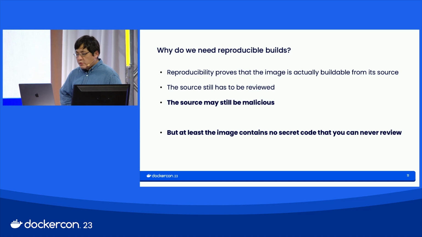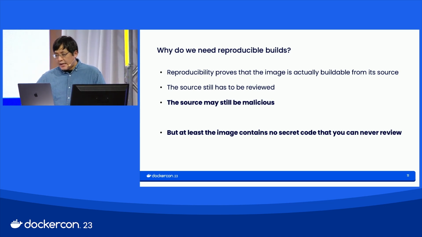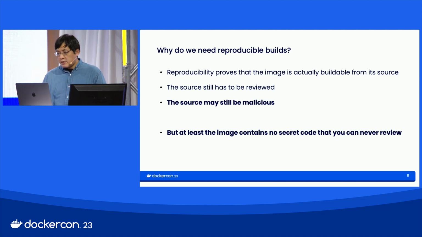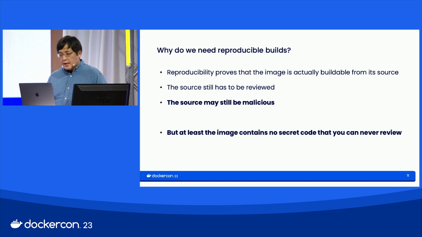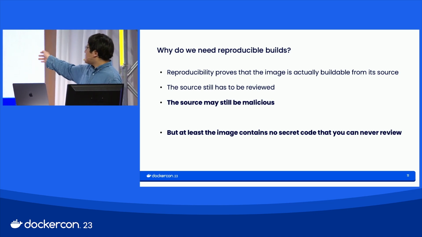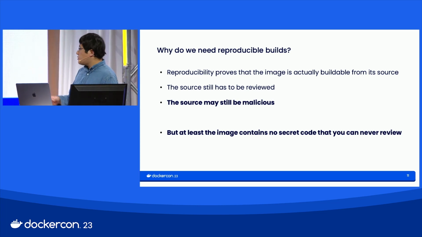Reproducibility just proves that the image is actually buildable from its source code, and the source code still has to be reviewed. The source code may still be malicious, but at least we can say that the image contains no secret code that you can actually never review. So you have everything that you want to review.